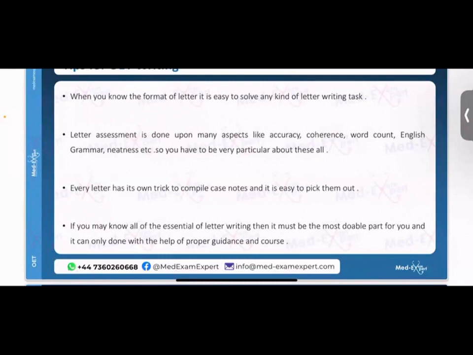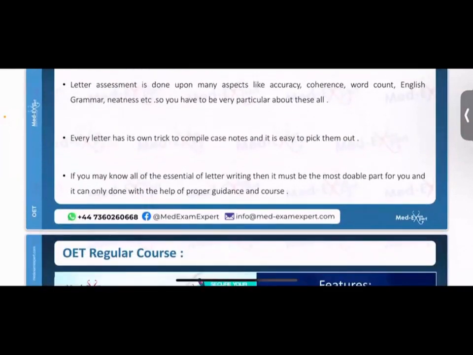Every letter has its own trick to compile the case notes, and it is very easy to pick them out. If you are our course student, then definitely you are sharp enough to easily compile the case notes. If you know all the essentials of letter writing, then it must be the most doable part for you, and it can only be done with the help of proper guidance and the course.